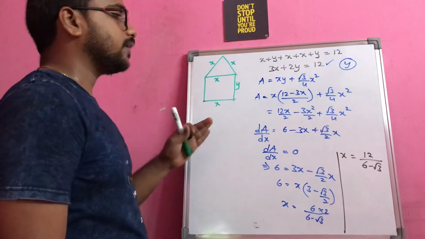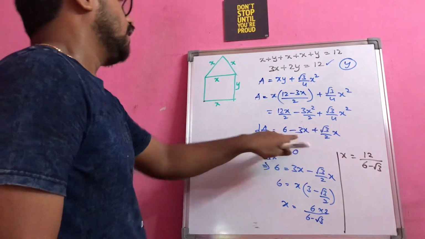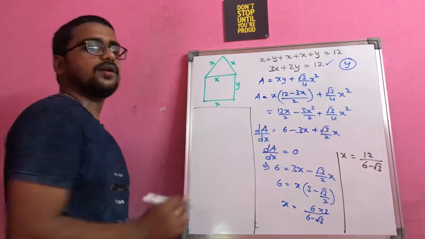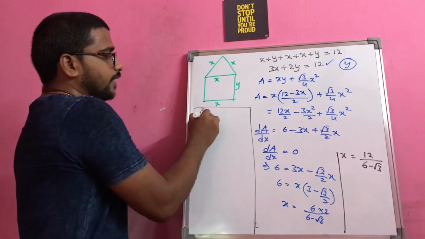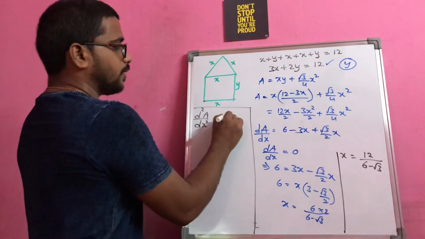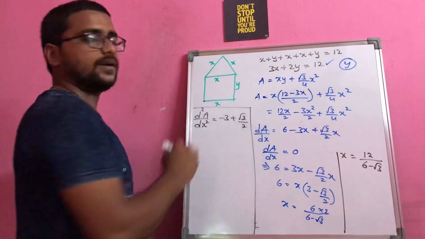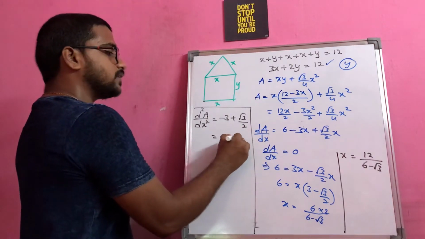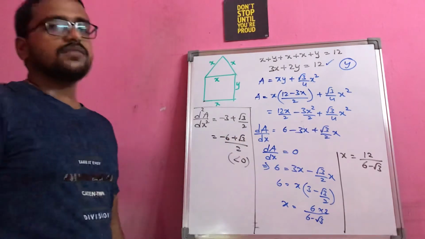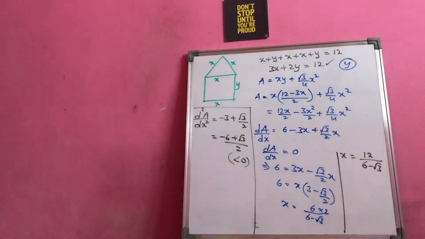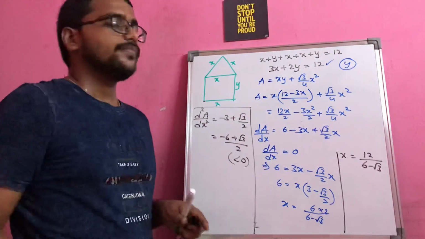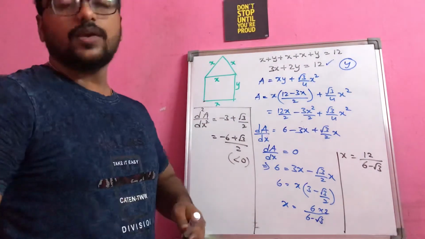Now to prove the maximizing, in the sense, the second order derivative I have to find out. If I find the second order differentiation, d square A by dx square, minus 3x differentiation will become minus 3, and then plus root 3 by 2 I will get. So this is equal to minus 6 plus root 3 by 2, which is less than 0. Why? Because root 3 value is 1.732, and minus 6 plus 1.732 is minus 4 point something. Anyway, it is negative.